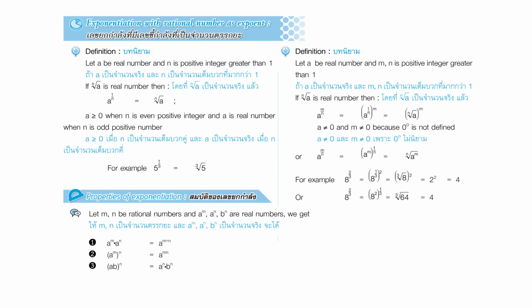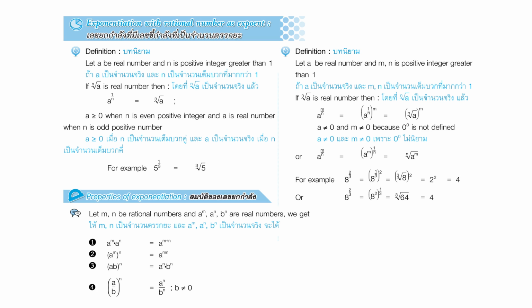For example, 8 to the power of 2 over 3 equals 8 to the power of 1 over 3 times 2, equals the third root of 8 to the power of 2, equals 2 to the power of 2, equals 4. Or 8 to the power of 2 over 3 equals 8 to the second power times 1 over 3, equals the third root of 64, equals 4.